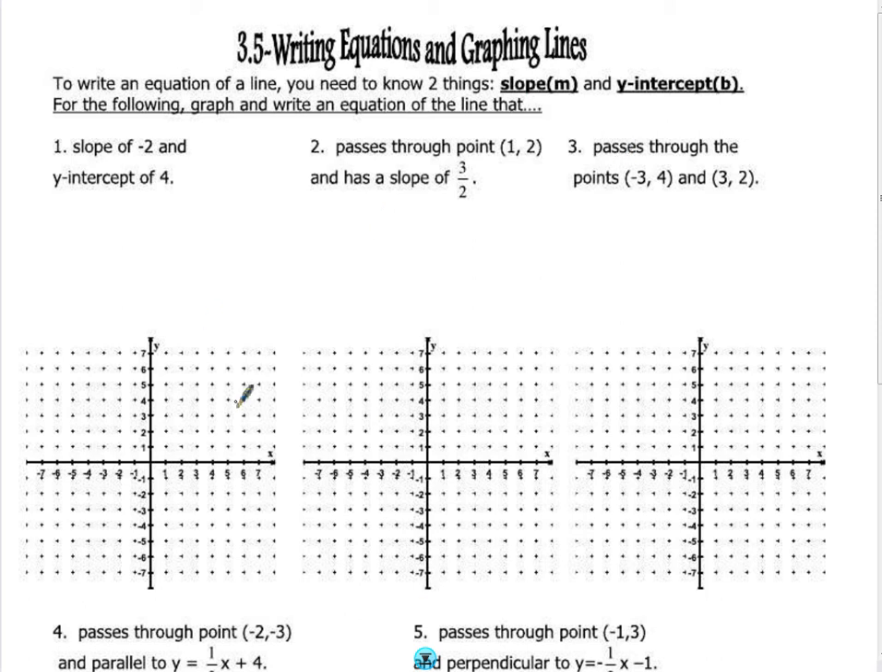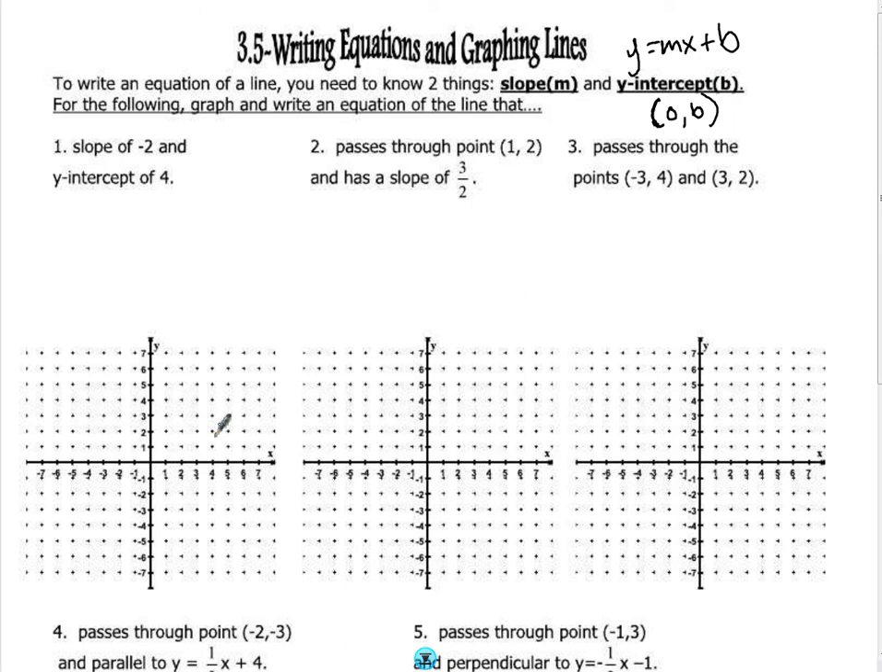So with that in mind, as a quick review, when we're writing an equation of a line, we need to know two things. Specifically, if we're looking at slope-intercept form, which is y equals mx plus b, we need to know the slope of the line, and we need to know the y-intercept, or where this line crosses the y-axis. As an ordered pair, that would be (0, b), where b is some number.